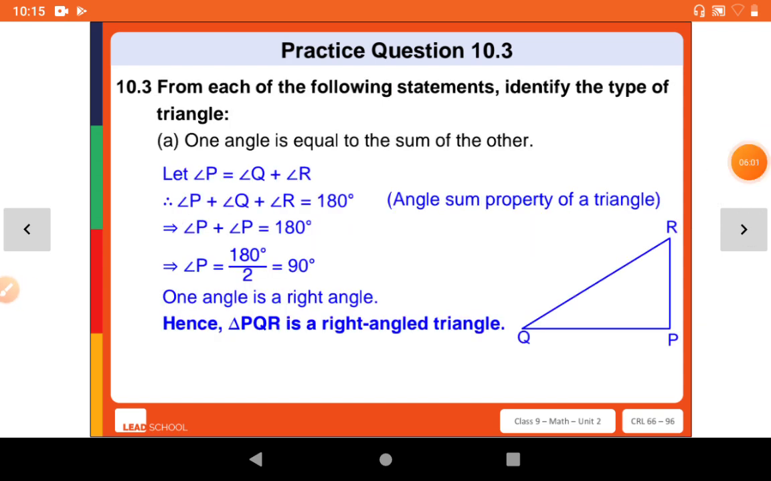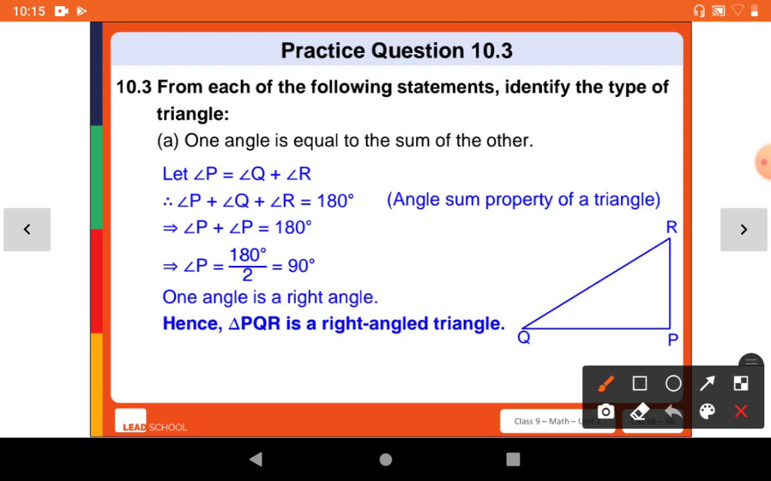Next is practice question 10.3. From each of the following statements, identify the type of triangle. You have to find out which type of triangle is getting formed. The statement is one angle is equal to the sum of other.